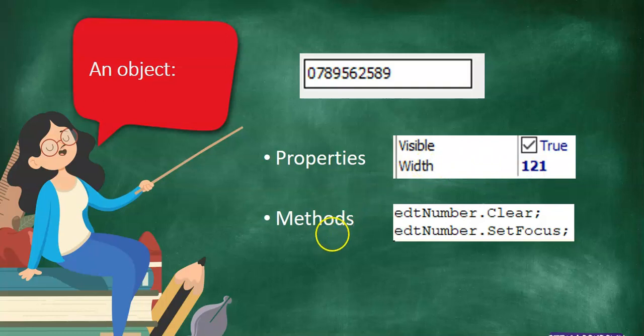And then with this object, the edit boxes have methods as well. They are procedures in this case that will perform a certain function. So .clear will clear it, and then SetFocus will put the cursor into that edit box.